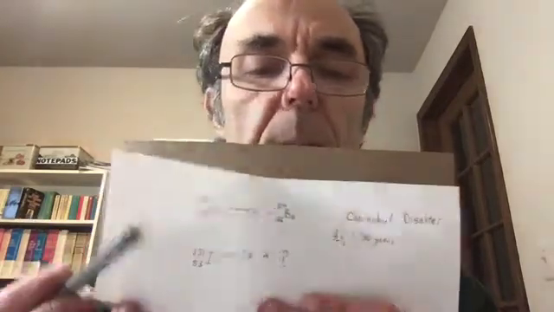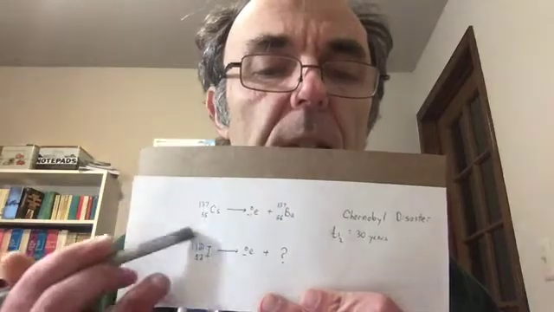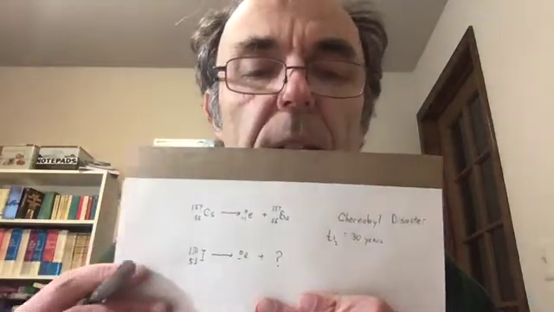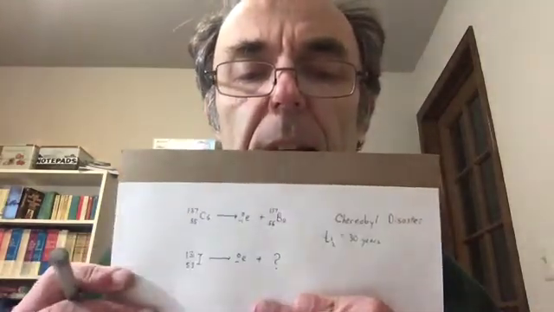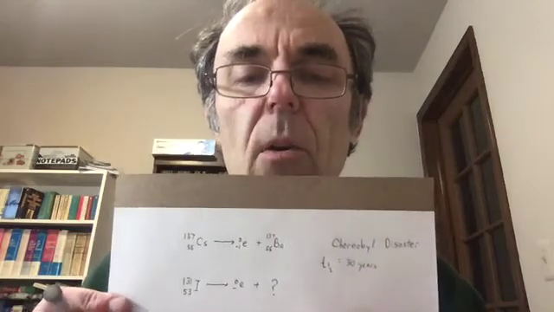Let's do one more example. Iodine-131, which we discussed before, used to treat thyroid cancer. It decays by beta decay to what? Stop the video, work it out.